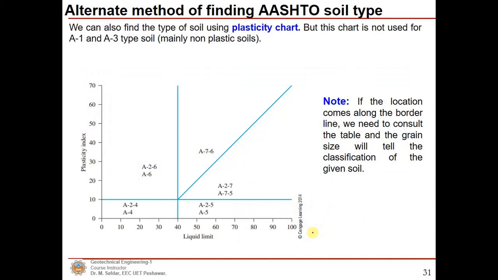We can also find the type of soil using plasticity chart, but this chart is not used for A1 and A3 type material, mainly non-plastic soils. Now, for example, this chart is plotted on the x-axis is the liquid limit and on the y-axis the plasticity index. Now, if the location comes along the border line, we need to consult the table, and the grain size will tell the classification of the given soil.